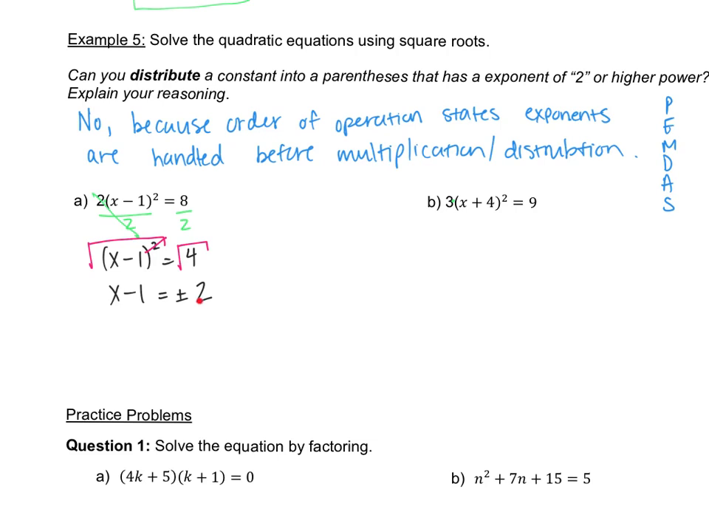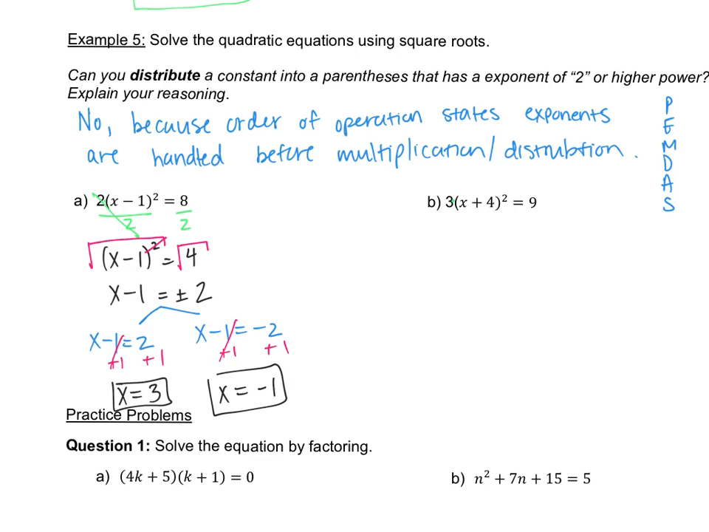Now, once you have this part, you have a positive and a negative 2 to work with. So I would recommend you split this equation up into two equations. X minus 1 equals positive 2 and x minus 1 equals negative 2. And then continue to try to get x by itself. So I split them up into two equations. I'm going to add over 1 to both sides. So my x equals 2 plus 1 is 3. And negative 2 plus 1 is negative 1. And there are my two solutions. So x equals positive 3 and negative 1.